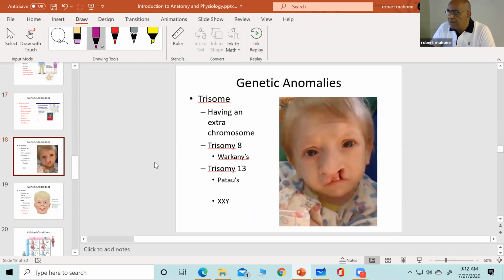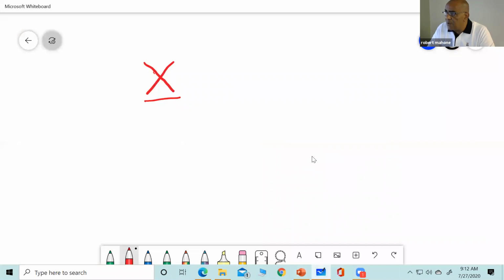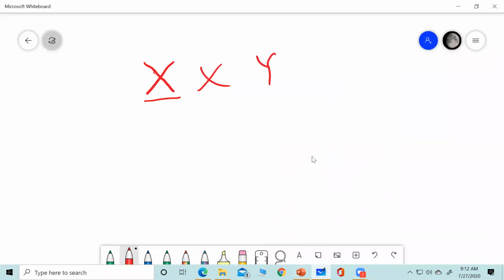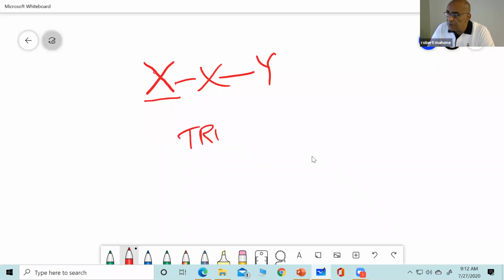All right, now some people will have an extra chromosome. Instead of missing one, they've got an extra one out there. Instead of two, there are three. We call those folks trisomy. Tri meaning three. Now, there have been trisomy conditions identified with all the chromosomal pairs, from the XY all the way down to 22. They've seen trisomy of all of those.